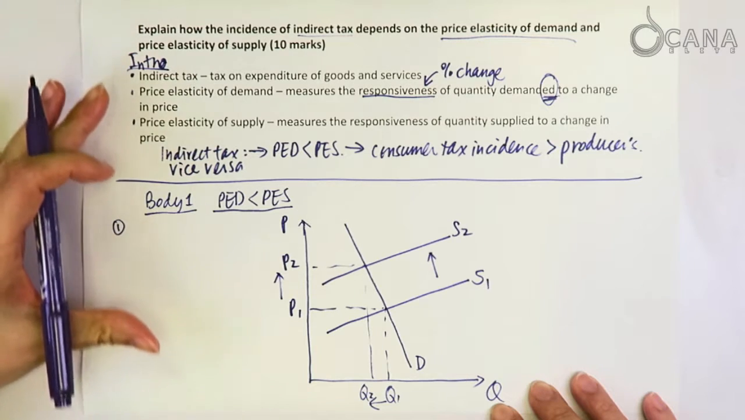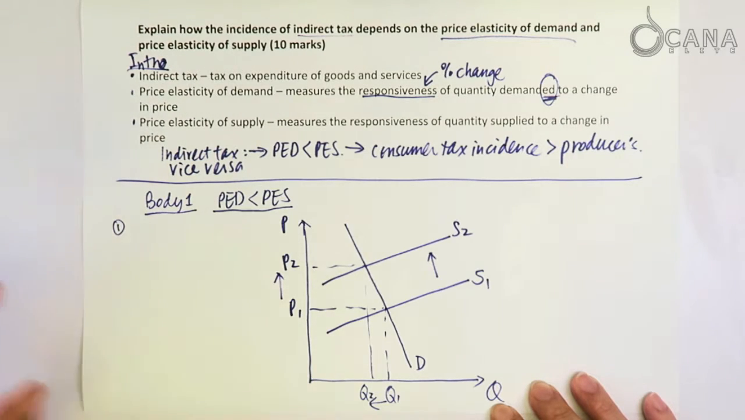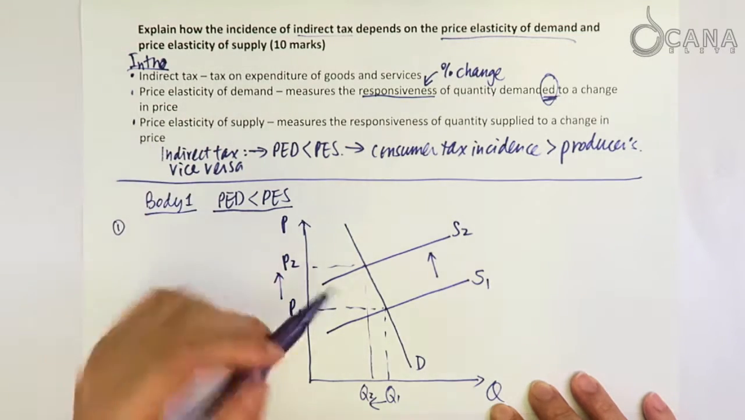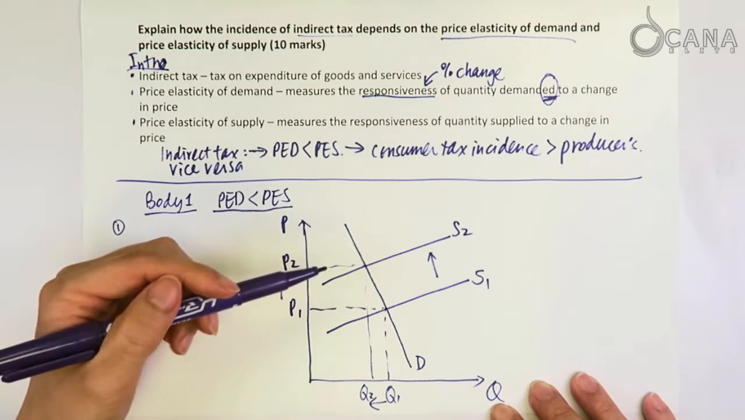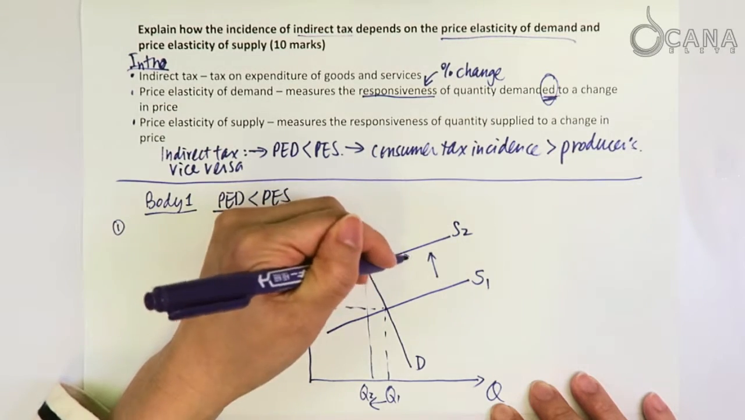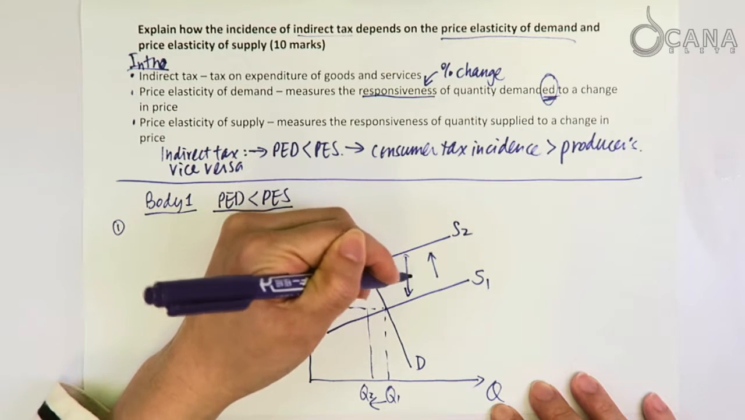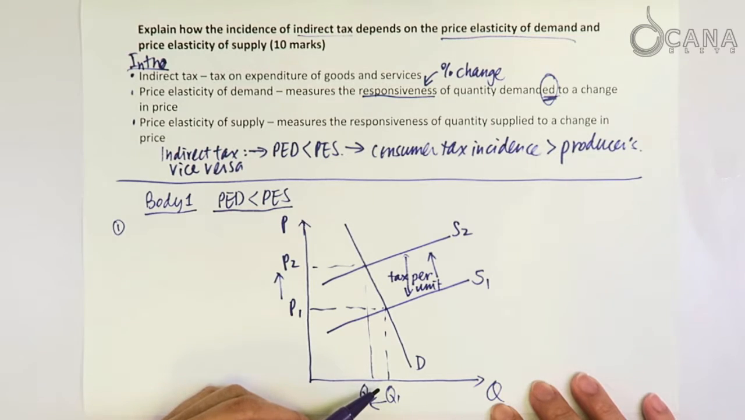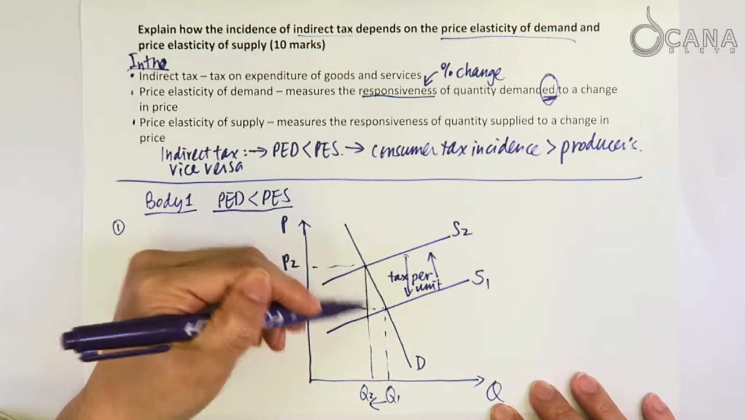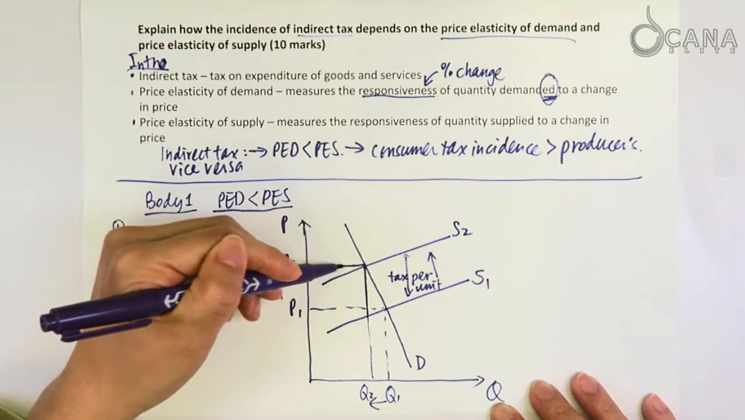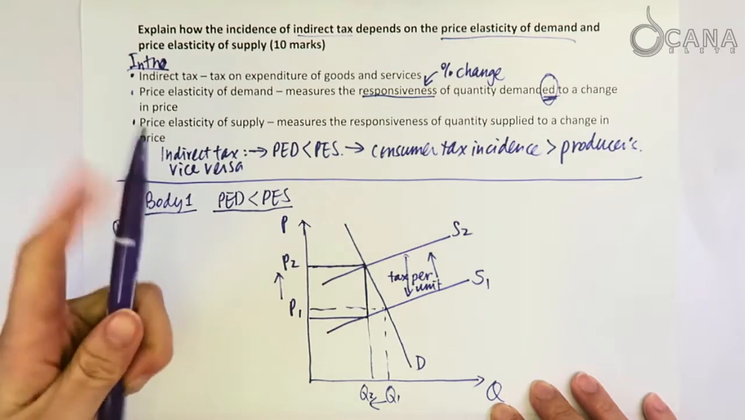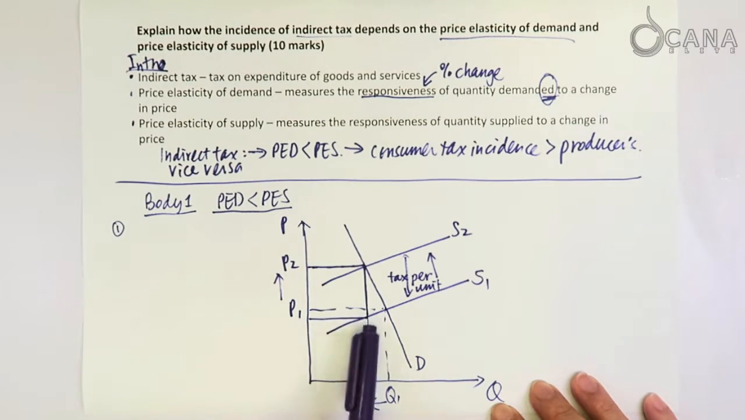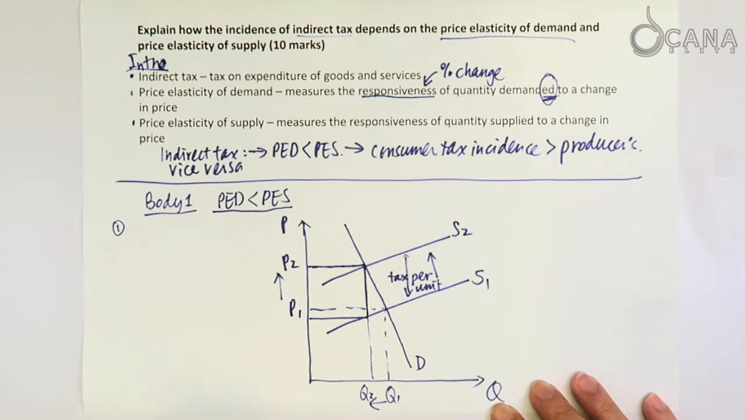In order to identify the tax incidence, first of all, we need to know where the government tax revenue area is. Now, it's very easy indeed. Government tax revenue equals the tax per unit, which is this vertical distance over here, times the quantity after tax. Therefore, the tax revenue received by the government is actually this area, which is the tax per unit and the quantity Q2, the quantity after tax.